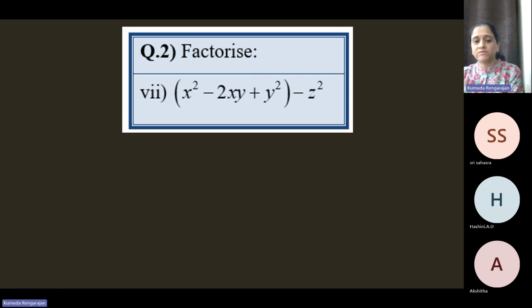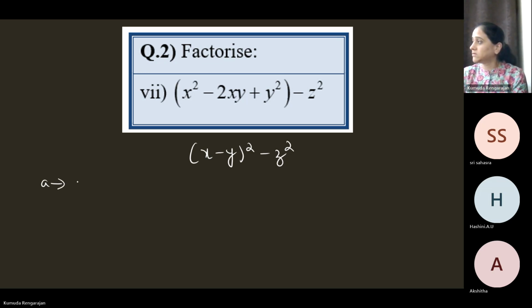Now what is x squared minus 2xy plus y squared? x minus y the whole squared, correct? Minus z squared. So x squared minus 2xy plus y squared is x minus y the whole squared minus z squared. So what is a here? This is of the form a squared minus b squared, right? x minus y is a. And what's b? z.